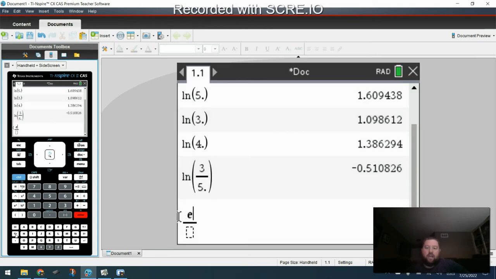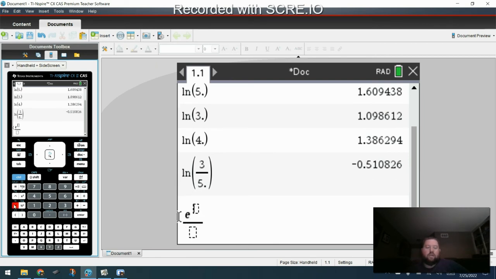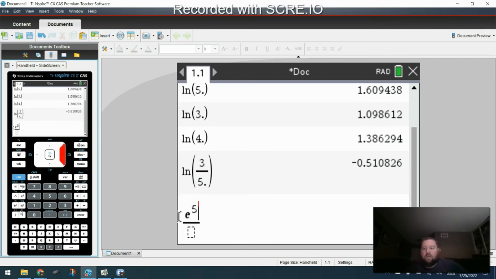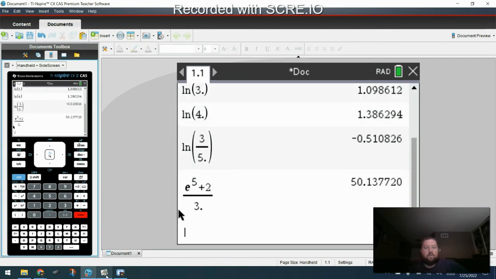But if you do that, you don't get the exponent part, and we want an exponent. We want e to the 5th. So e to the 5th, like that. And I talk so much, I forgot what the rest is. So plus 2 over 3. Decimal, get decimal form, so 50.138.